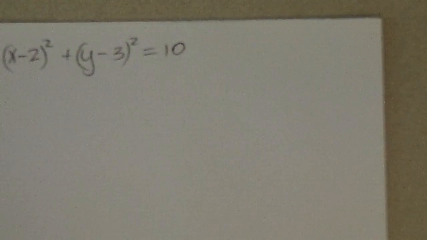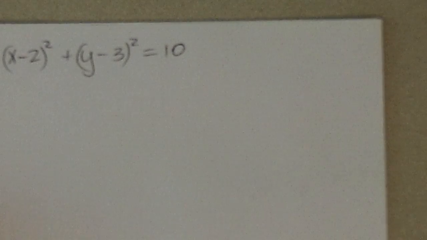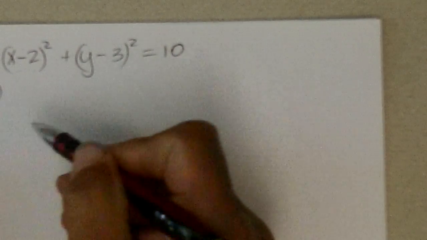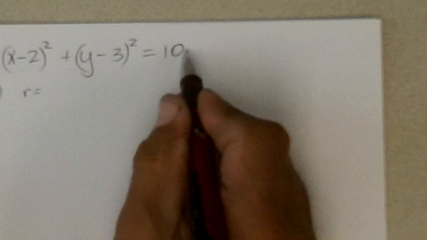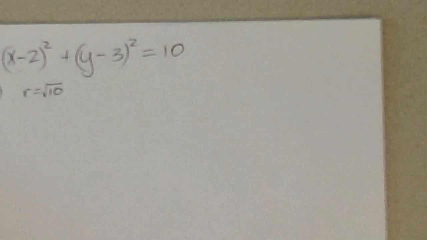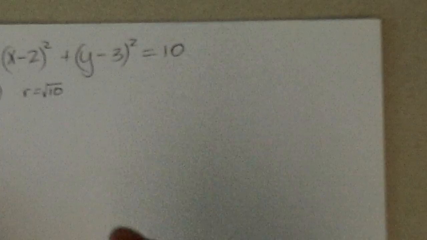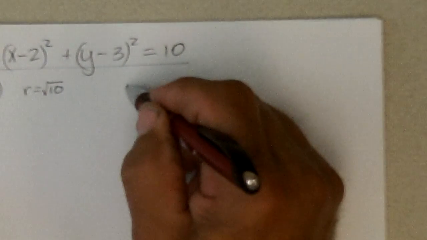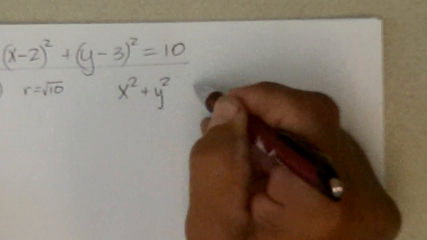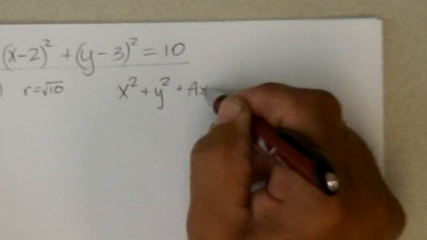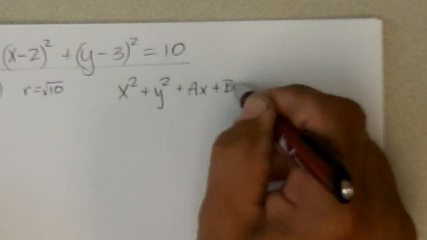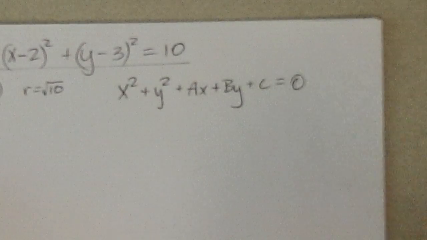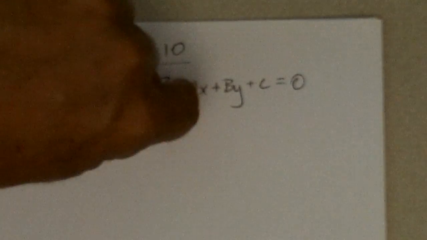Alright, here's a circle in standard form, and you should recognize that this has a center of (2, 3) and a radius that's not 10, but the square root of 10. But what does it look like in general form, which is supposed to be x squared plus y squared plus some x's plus some y's plus a constant equals 0? How do we get this to look in that form?